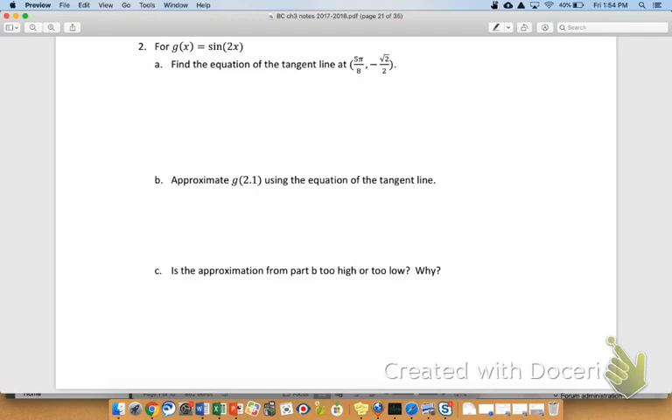It says, find the equation of the tangent line to the graph of g of x at 5 pi over 8, comma, negative root 2 over 2. We're skipping Newton's method. Newton's method is the bonus topic that I do enjoy doing, but with the minus 9 days, we just don't have time.